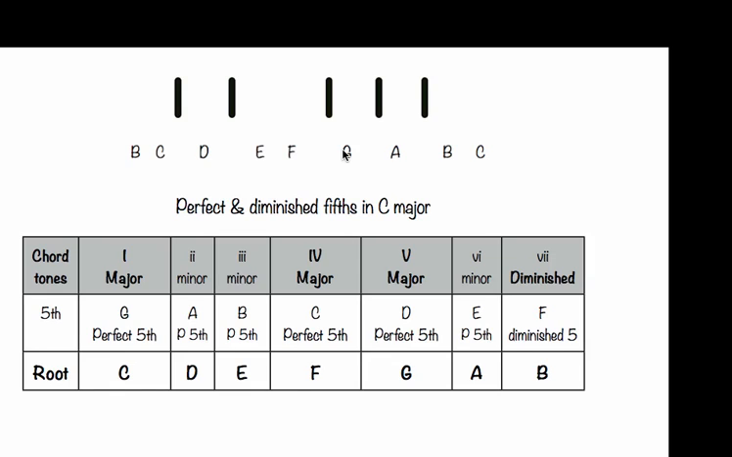As it turns out, between C and G, D and A, E and B, F and C, G and D, and A and E, all of those are perfect fifths. I'll play a series of them so you can see that that's true. And that goes all the way through until we get to the note B. When we get to the note B, it's going to sound a little different.